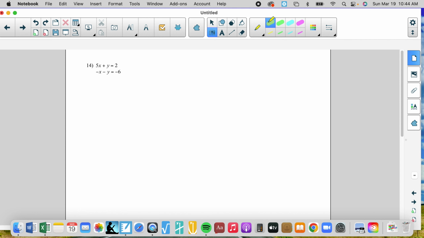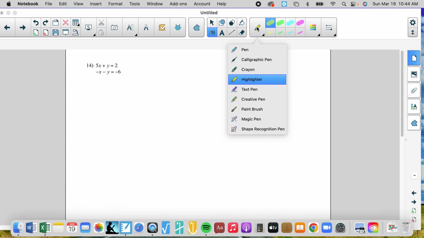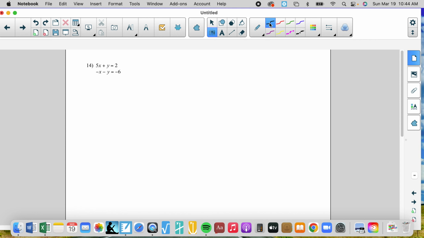Oh, hello. So it says that I have to use the substitution method. Which method would I like to use? Yeah, I'd like to use the addition method. But because it said you must use the substitution, I'm going to have to rearrange. I got to rearrange because I must use the substitution method.